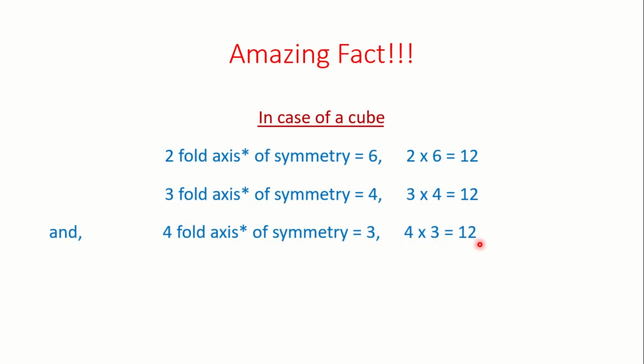So if you are asked how many 2-fold axes of symmetry a cube can have, then simply divide 12 by 2. The answer is 6. If you are asked how many 3-fold axes of symmetry a cube can have, then divide 12 by 3 and the answer is 4. Okay, so this is the amazing fact. And this holds provided all of them are proper axes of symmetry.